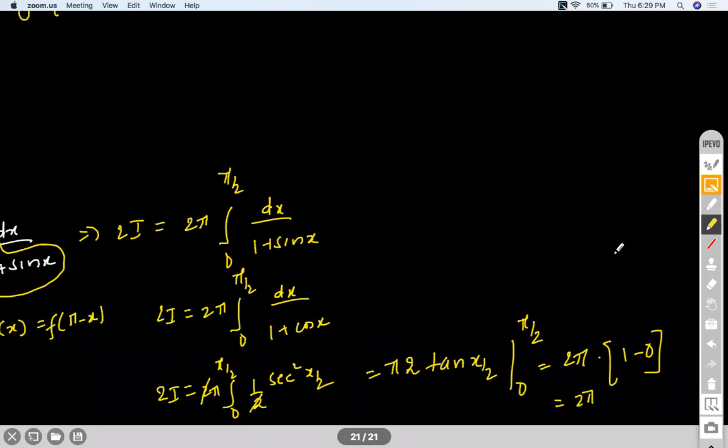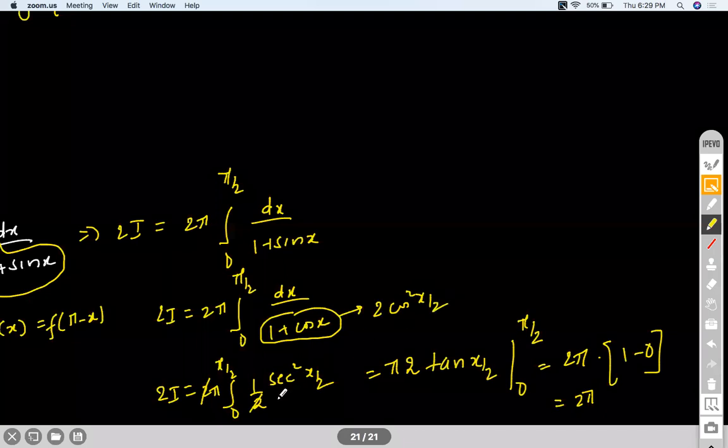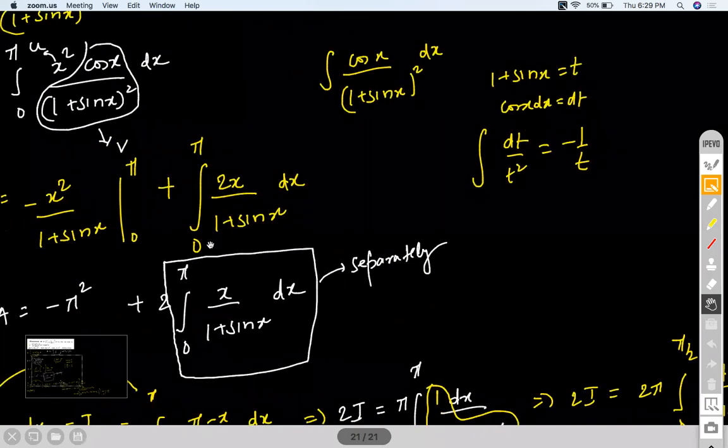So how did you get secant square (x by 2)? This 1 plus cos x is 2 cos square (x by 2). Correct? Yes, sir. Okay. So 2 pi is 2I. Remember, I am finding here 2I only.